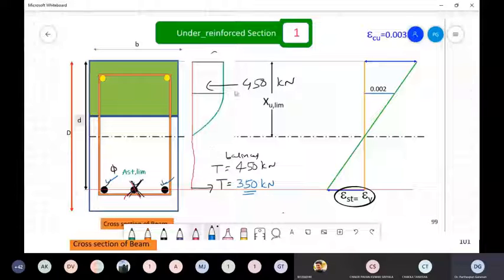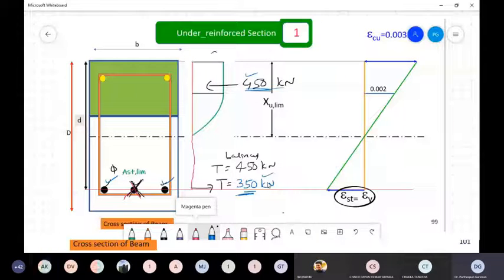Now you have the unequal. See, your concrete can take 450 kilonewton. Your steel takes only 350 kilonewton. So when you load the structure, which will fail first? Steel will fail first or concrete will fail first? Because concrete can resist up to 450, steel can resist only 350. Steel will fail first. And steel is a ductile material or brittle material? Ductile material. So very good.